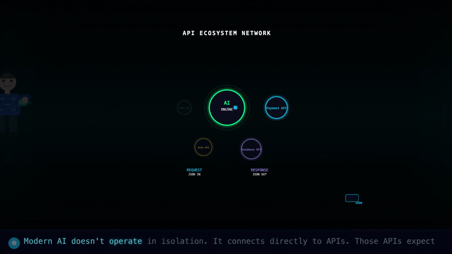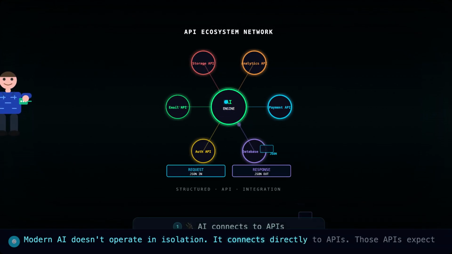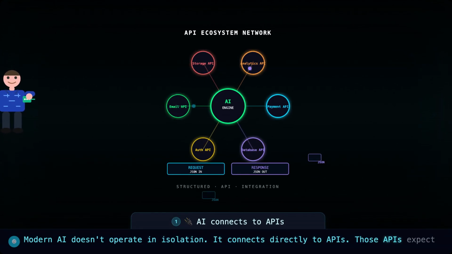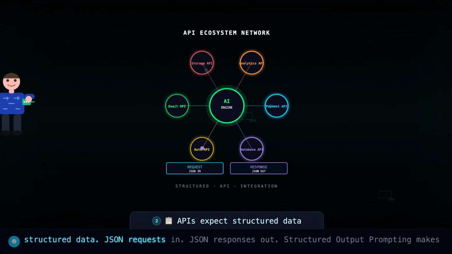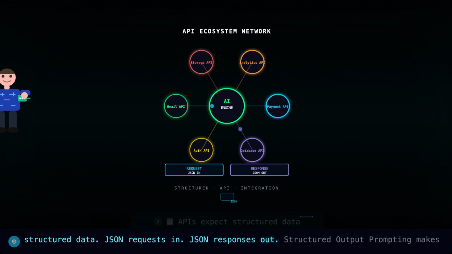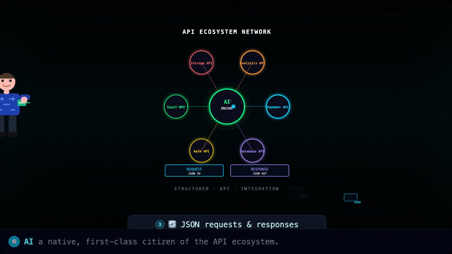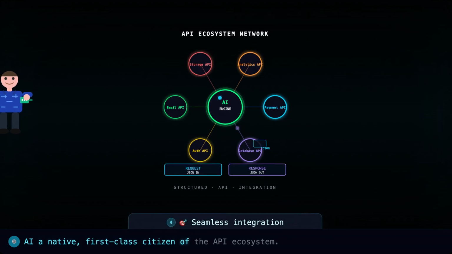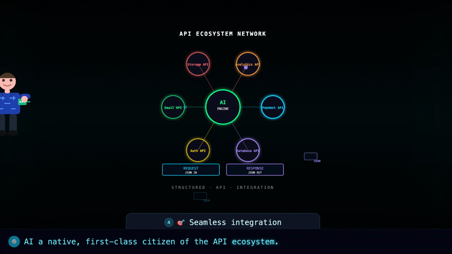Modern AI doesn't operate in isolation. It connects directly to APIs. Those APIs expect structured data. JSON requests in. JSON responses out. Structured output prompting makes AI a native, first-class citizen of the API ecosystem.